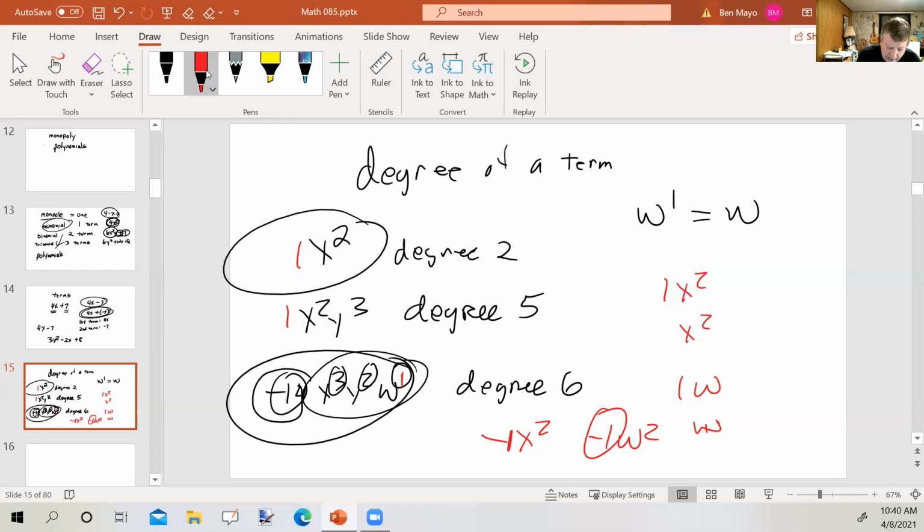So here we have a 2, degree 2. Here we have 2 plus 3 is degree 5. Here we have 3 plus 2 plus the implied 1 is degree 6. So it's the sum of all the exponents on all the variables within the term. And again, if there's no exponent written, don't forget there's an implied 1.